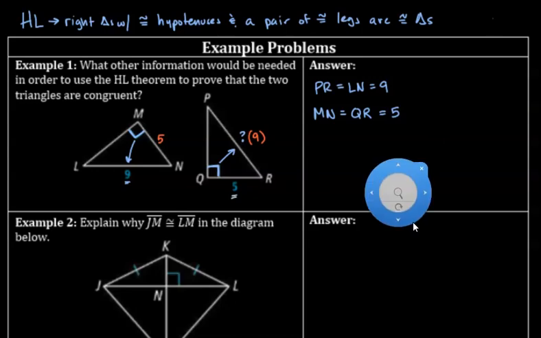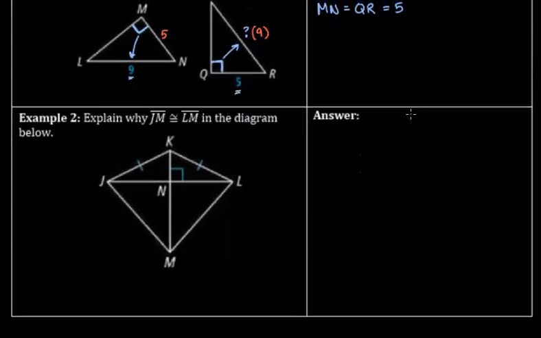In the second example here, we have a little bit of a proof where we're going to explain why in this picture segment JM right here is definitely congruent to segment LM. And the clues that I can see they're starting me with is that I have a right angle here, and I have segment JK congruent to segment KL. So let's think for a second. What would make segment JM congruent to segment LM?